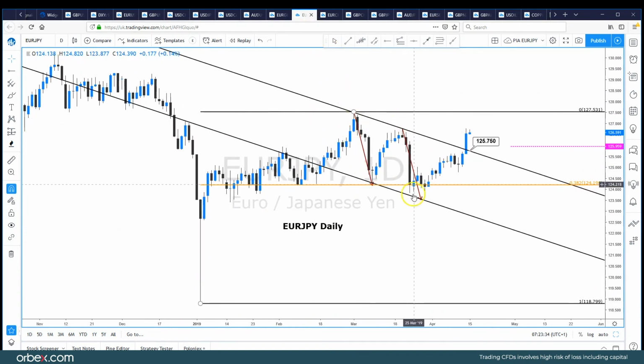Euro yen, again we've completed that ABCD formation, similar to dollar yen. We've now broken this channel formation to the upside. Reverse trendline support is at 125.75. We've got bespoke support at 125.95. Looking for limited selling today. 127.50 is the obvious target level for euro yen this week.